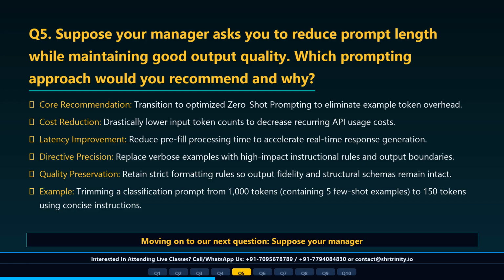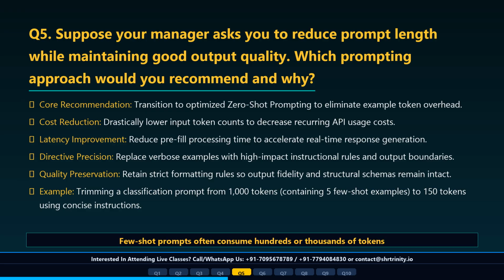Moving on to our next question, suppose your manager asks you to reduce prompt length while maintaining good output quality. Which prompting approach would you recommend and why? To reduce prompt length while preserving output quality, I would recommend transitioning to an optimized zero-shot prompting strategy. In production enterprise applications, every token sent in a prompt contributes directly to financial cost and processing latency.